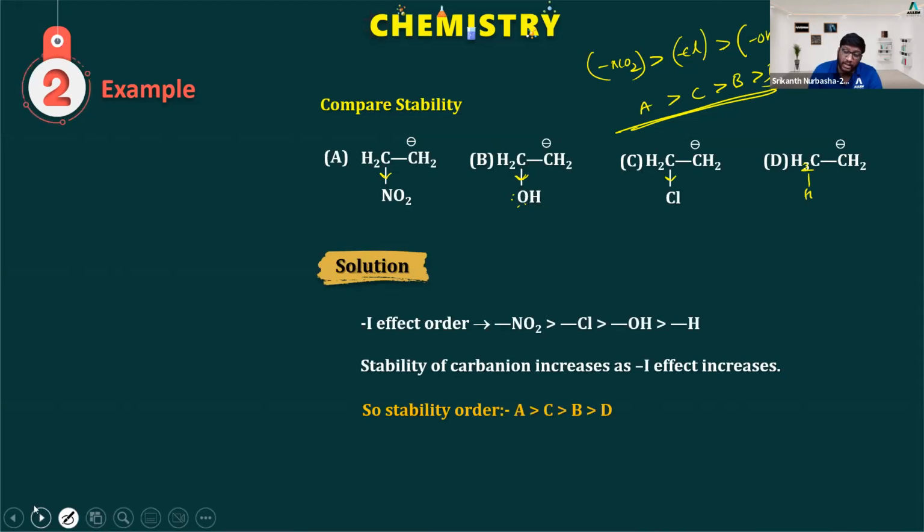A, C, B, D. Why are we not considering resonance? Because there is no conjugation system. If we have OH and NO2, they are also electron withdrawing or electron donating by resonance, but we should have a conjugation for that.